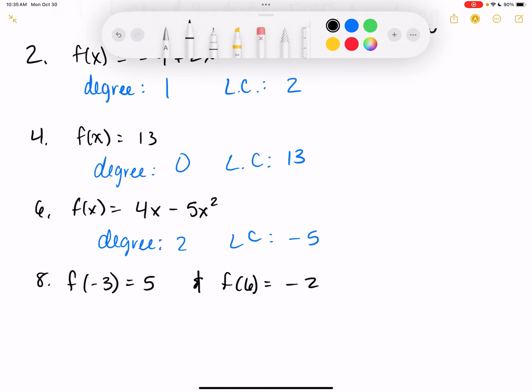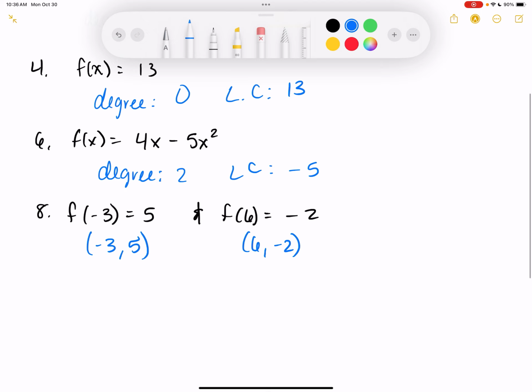You have them flipped. Remember, whatever is inside the f of is always x. So negative 3 is x and 6 is x, and whatever it's equal to is y. So my two ordered pairs are negative 3, 5, and 6, negative 2. Like you've done this before, we're going to find slope, and then use point slope form, and then we have our equation of our line.